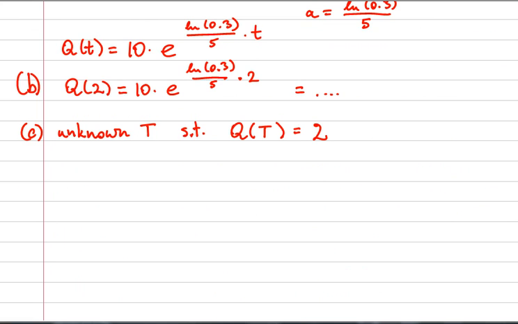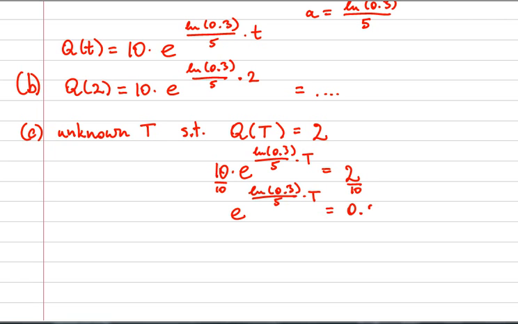We know what is Q of t at any time t. It is 10 times e to the ln 0.3 over 5 times capital T equals 2. And we just solved for t. This is an exponential equation, and we solve it first dividing by 10 on both sides. So we have e to the ln 0.3 over 5 times T equals 0.2.